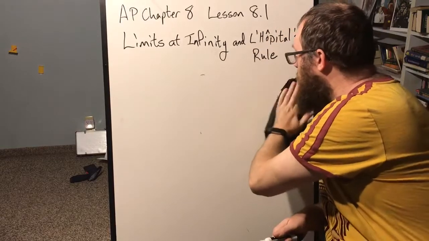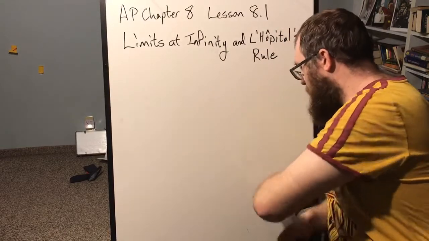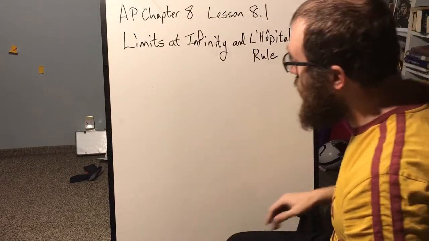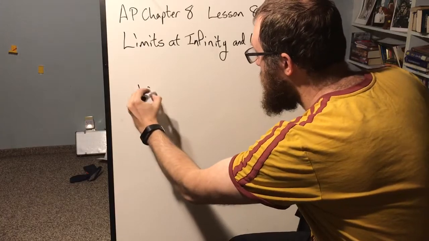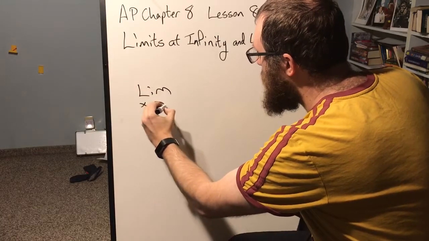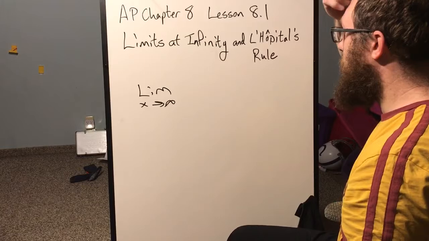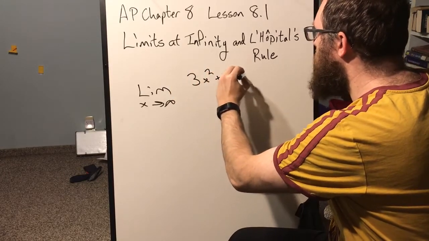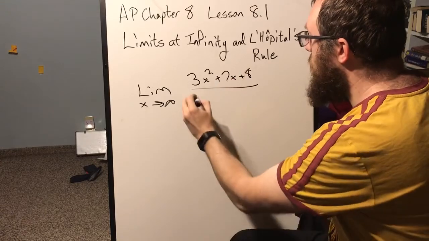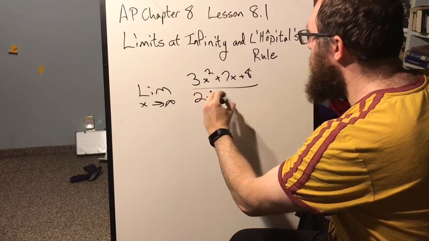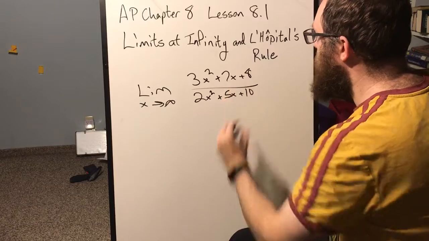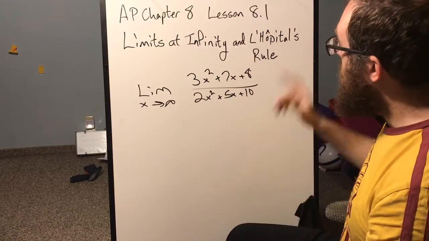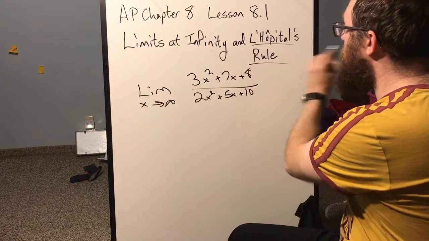Now we've got to look at a couple of other quick things, and then you'll be ready to go here. Okay, so what if they balance? Limit as x approaches infinity of, say, 3x squared plus 7x plus 8 over 2x squared plus 5x plus 10. All right, so they're exactly the same: x squared over x squared. Here's where L'Hopital's rule comes into play.